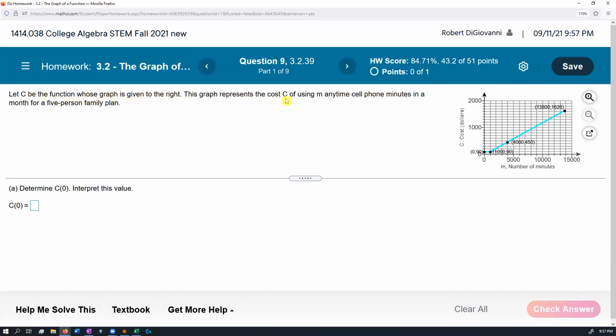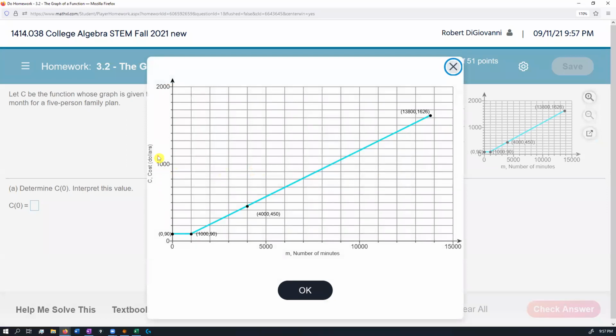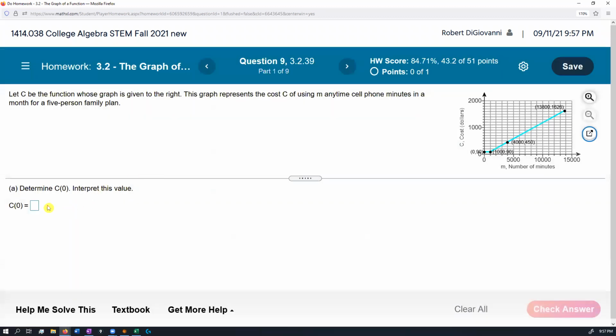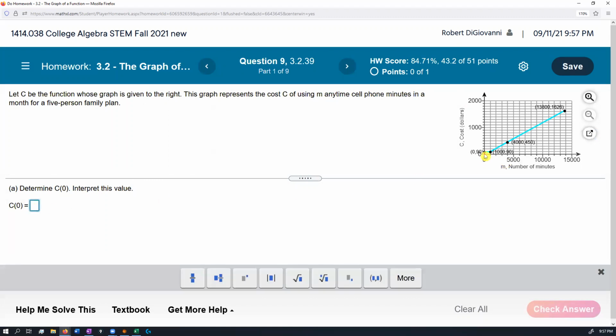Okay, let C be the function whose graph is given to the right. This graph represents the cost of using M anytime cell phone minutes in a month for a 5-person family plan. This gives us the cost in dollars for using this many minutes. If you use 0 minutes to 1,000 minutes, it's going to cost $90. After that, it starts getting more expensive. Let's answer the first question. Determine C of 0. C of 0 is when you plug 0 into the graph, you get 90.